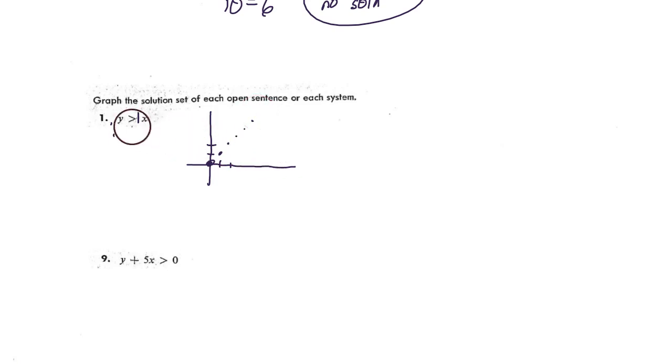Now before we draw the line, pay attention to the arrow. There's not an equals bar. So this is a dashed boundary line. Now decide where to shade. That symbol is the is greater than. So you want to be above a boundary when it talks about being greater than something.